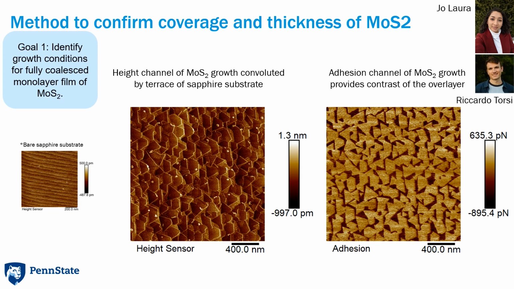One application of using ImageJ and WEKA is in this project within the Robinson Group, performed by Joe Laura and Ricardo Torsi, where their goal was to grow a coalesced monolayer film of MoS2 via MOCVD. And one method that we use to determine coalescence of a monolayer is through AFM, atomic force microscopy, where we can use both the height channel of the film that's grown and the adhesion channel to determine the number of layers and the coverage.